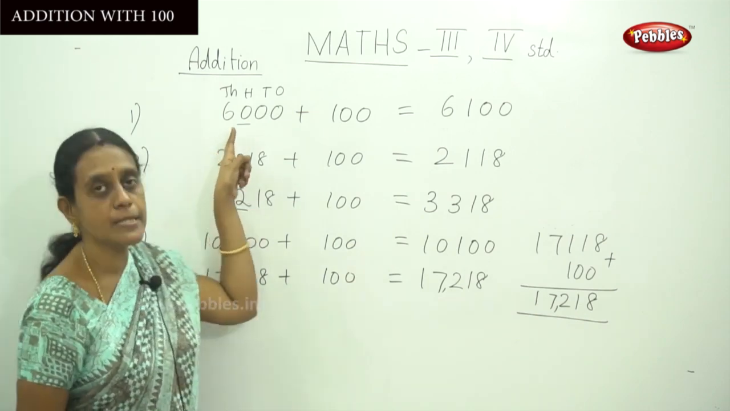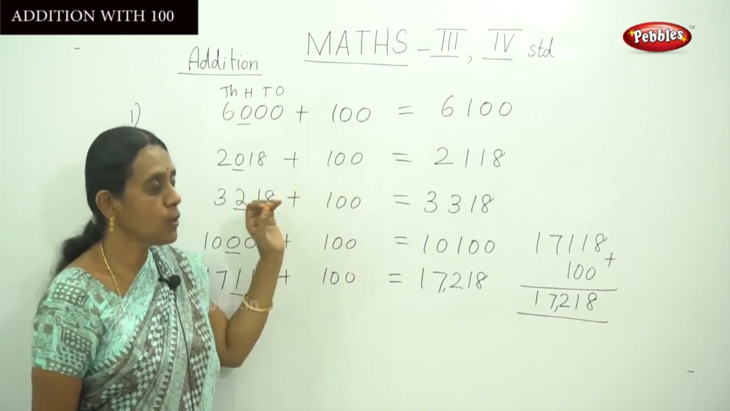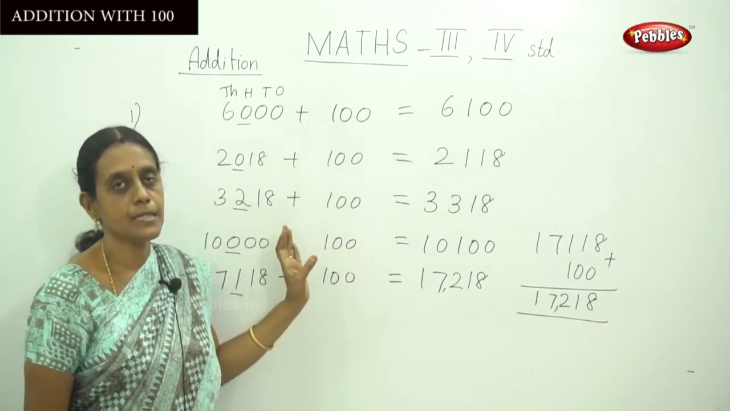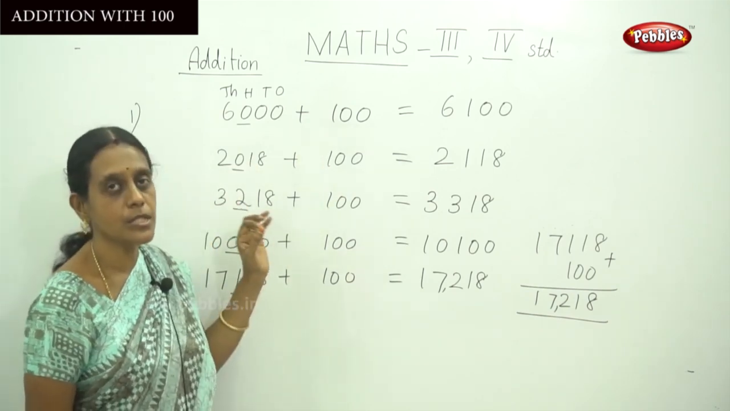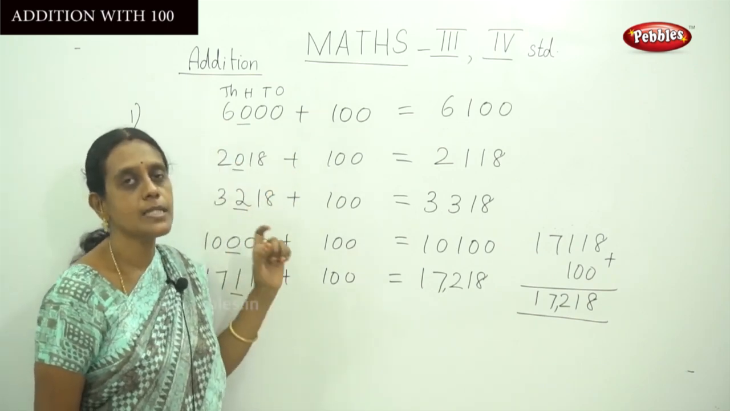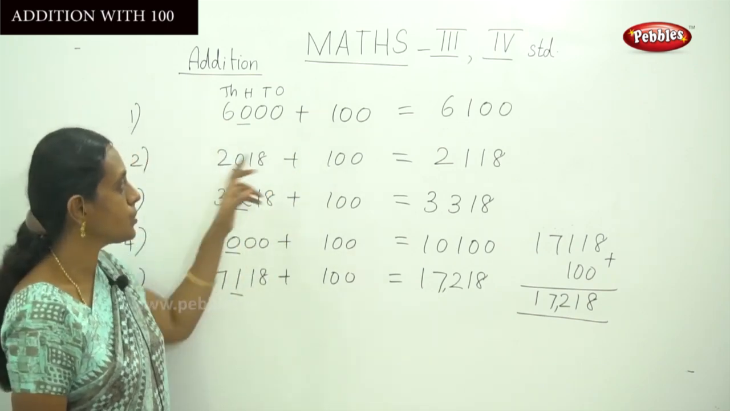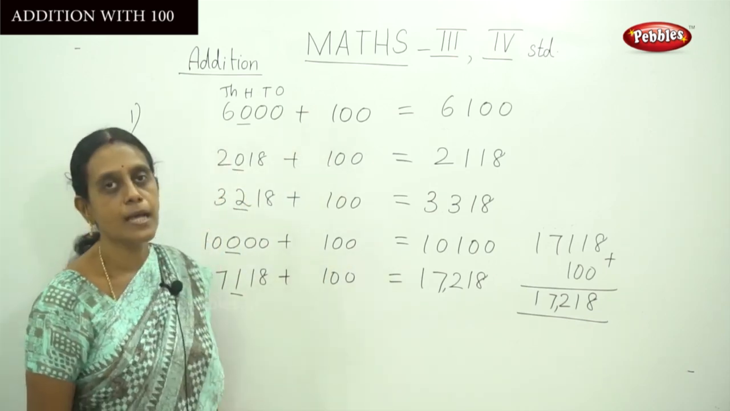Focus on the 100 place number and write down the next 100. So you have no need of paper and pencil. You can write down the answer within a minute. So it saves your time and gives simple calculation, accuracy and speed. So this is a technique. For 100, change the next 100 place and write down the answer.